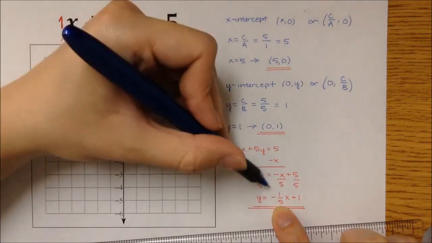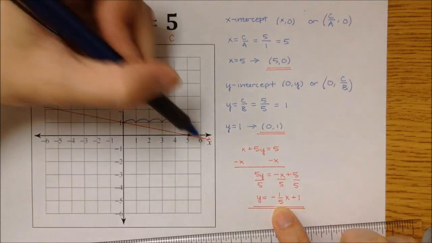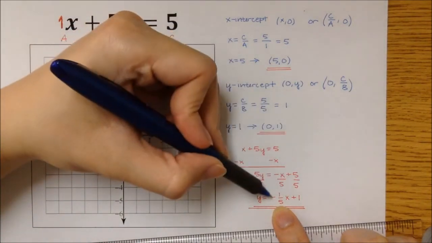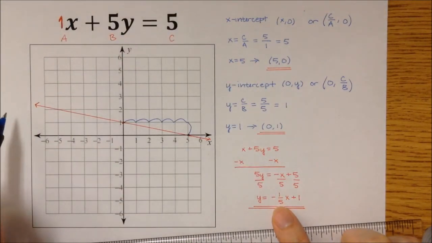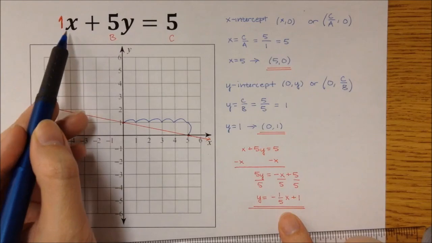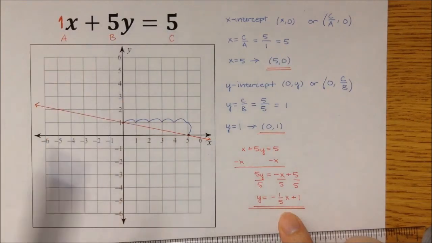So where I went from the left to the right point matches with our slope, negative 1 over 5. So the graph function is correct. It should match up with x plus 5y equals 5, or our slope-intercept, y equals negative 1 over 5 x plus 1.